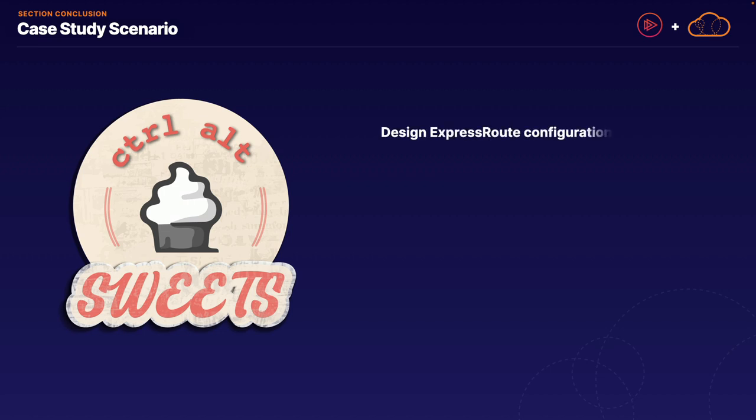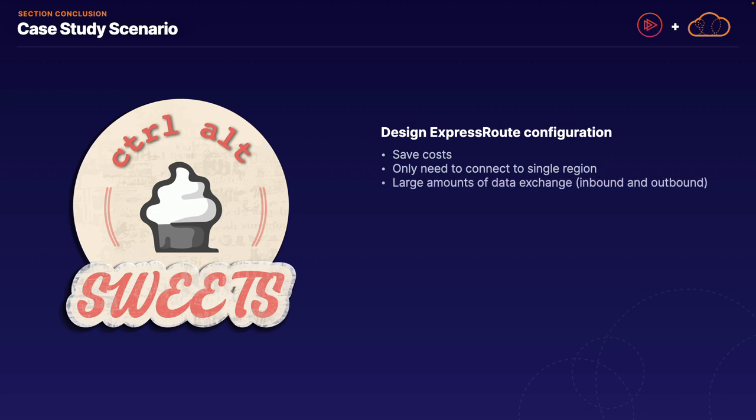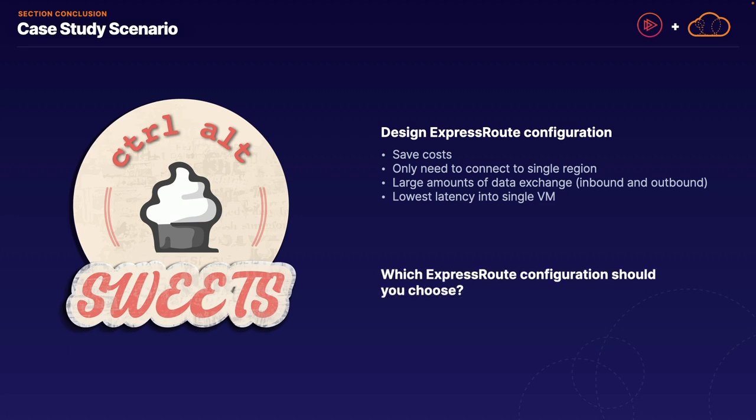For Control-Alt-Suites, they need to design an ExpressRoute configuration with the following requirements. Above all else, they need to save costs. ExpressRoute is a pretty expensive service, and we're trying to save money when possible. They also only need to connect to a single region. In their environment, there's going to be a large amount of data exchange, both inbound and outbound. And for this massive data exchange, they need the lowest latency possible into a single virtual machine. Based on these requirements, which ExpressRoute configuration or configurations do you think they should choose?